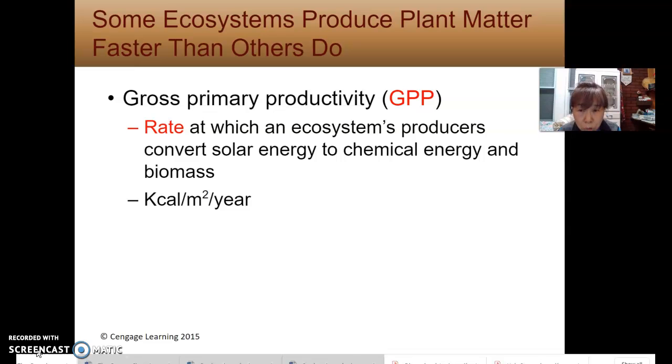The first one is called gross primary productivity, GPP. This is the rate at which an ecosystem's producers convert solar energy to chemical energy and biomass. This is measured as kilocalories per square meter per year. So this is a rate. The more plants you have or the more solar energy you have, the higher the GPP you would have. That means the rate is higher than in other places.